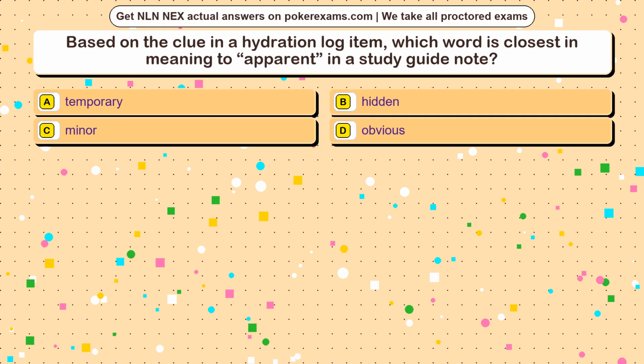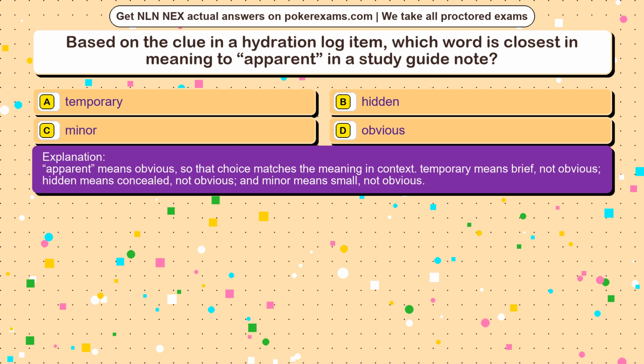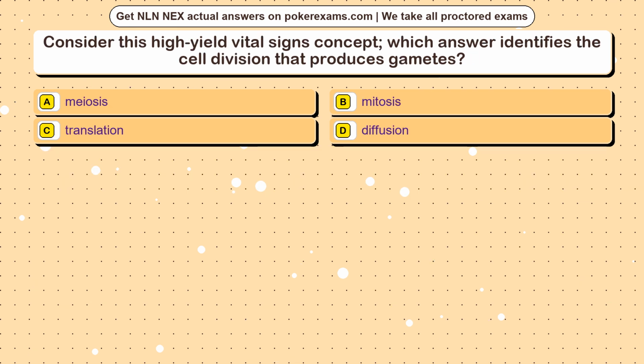The correct answer is option. Apparent means obvious, so that choice matches the meaning in context. Temporary means brief, not obvious. Hidden means concealed, not obvious, and minor means small, not obvious. Question 18. Consider this high-yield vital signs concept.